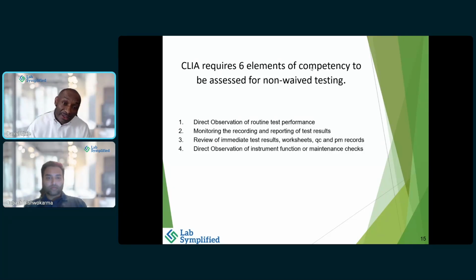You have to be an assessor. That assessor has to actually see that person, a qualified assessor, see and perform those tests. 1 and 4, that's part of those 6 elements. You have to think about how you're going to get that done.